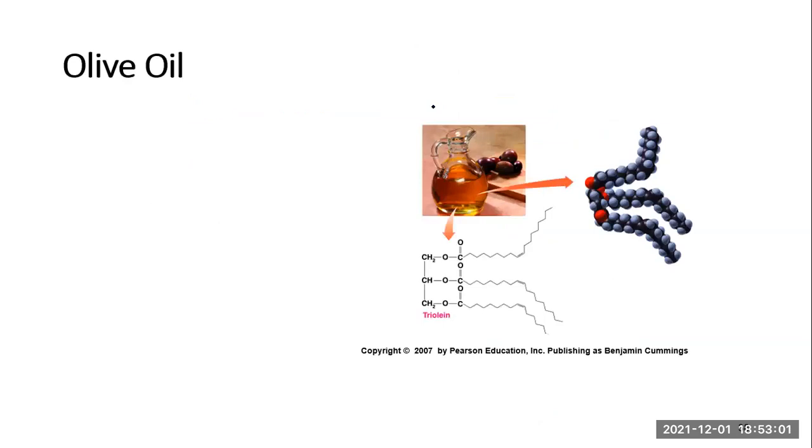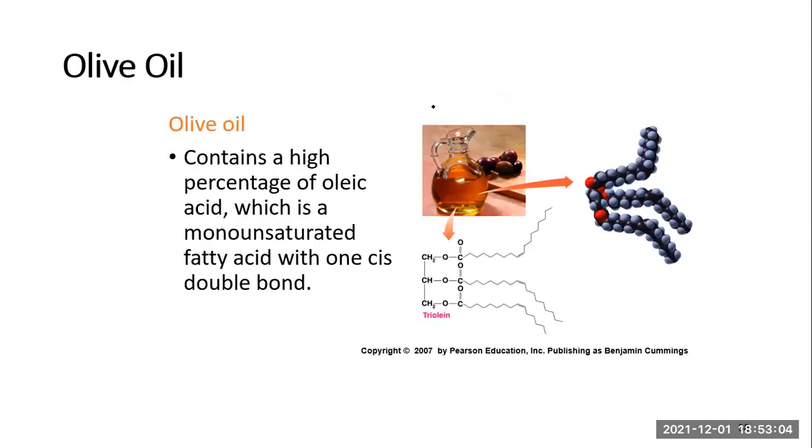Now, olive oil is an example of that. Here we see, again, our glycerol unit. And again, our fatty acid. And we also see some double bond action happening.